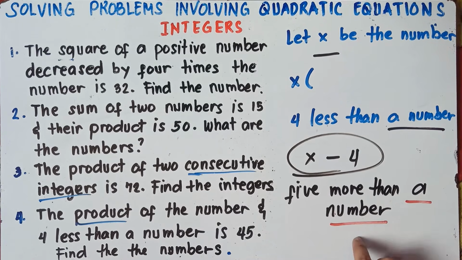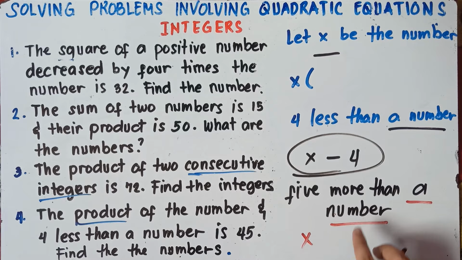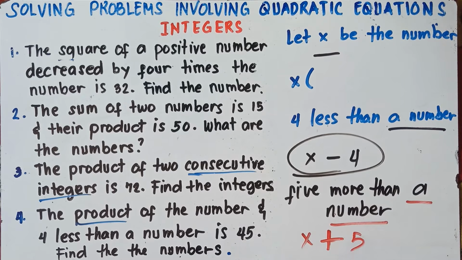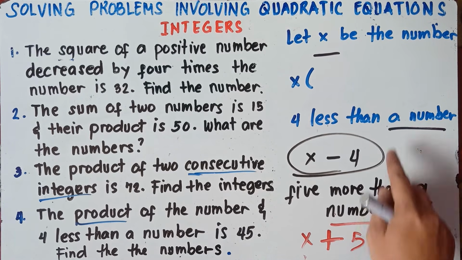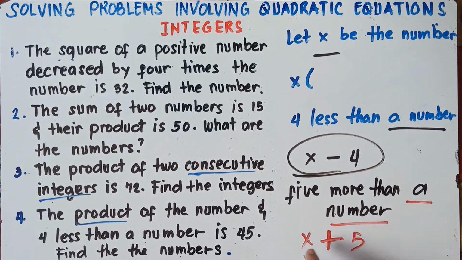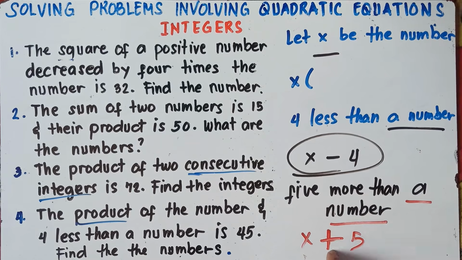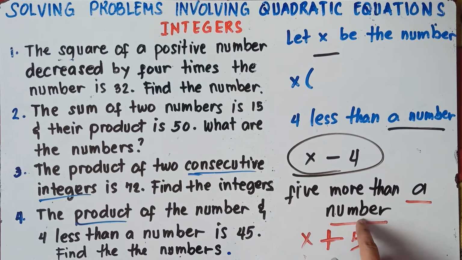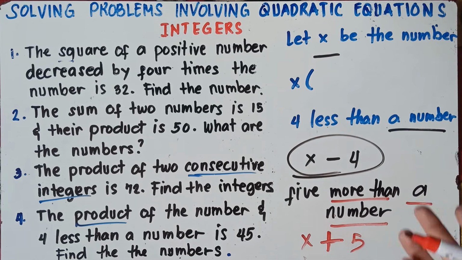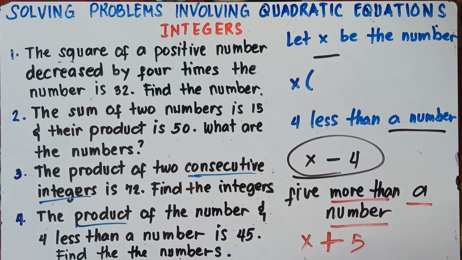So that would be x. More than means plus, then 5. So a number x, since we assume that x is the number, plus 5. It should be reversed, class. I hope you understand this one for number 4.